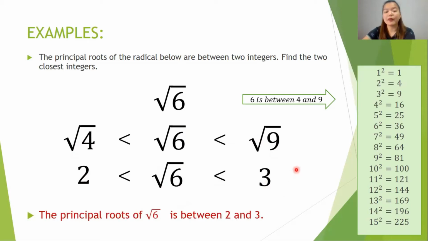Let's have another example. What if it is a negative number? Basta dito sa side na ito, yung mas maliit, dito yung mas malaki. Diba? Between two numbers siya. Yung dalawang number may mas malaki, may mas maliit. Dito, mas maliit yung 4, kaya dito natin ilagay. Mas malaki yung 9, kaya dito natin ilagay. Ganon.